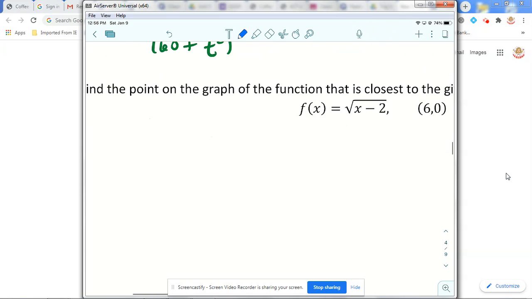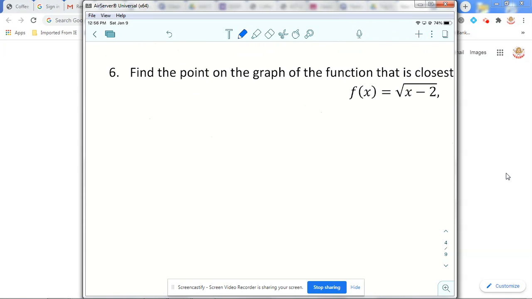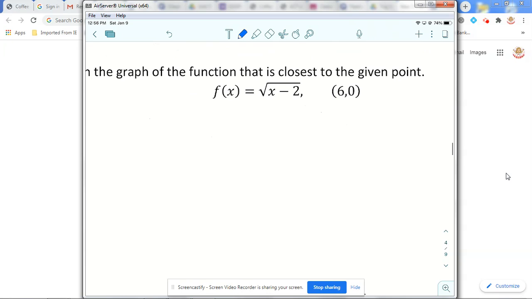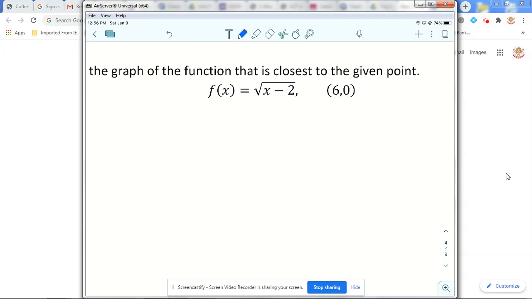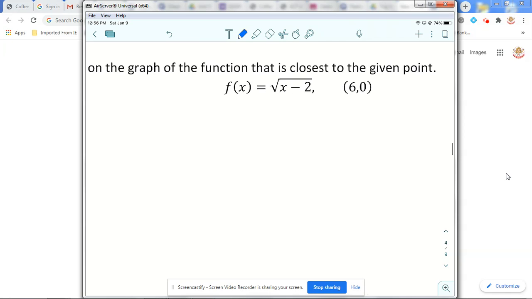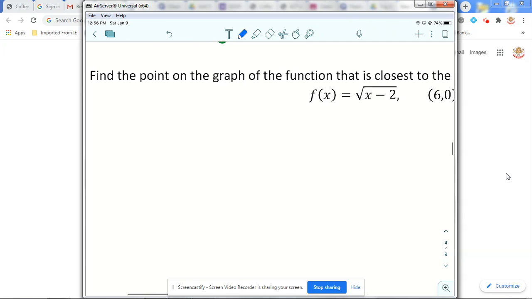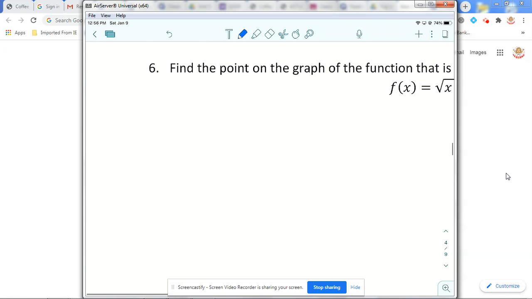All right. For number 6, we're going to find the point on the graph of the function that is closest to the given point. So this is a square root function that's shifted over to the right, and we want to find the point on it that is closest to the point 6, 0. So I'm going to just do a little sketch. It's not necessary to do the sketch to do this problem, but like this was shifted over to. All right, the point 6, 0 would be like right here. So we want to know what's the closest point from that graph to this point is what we're looking for.